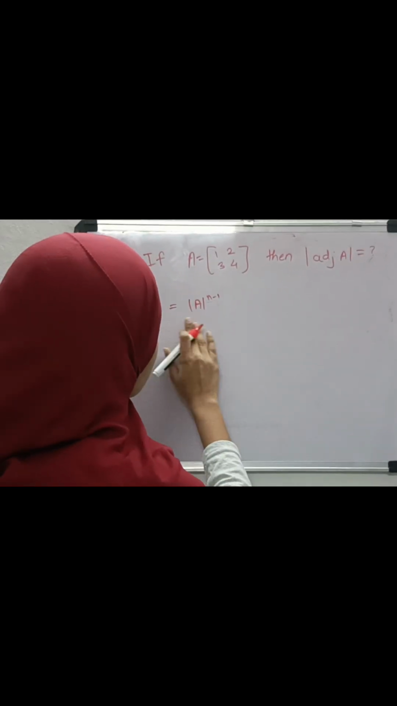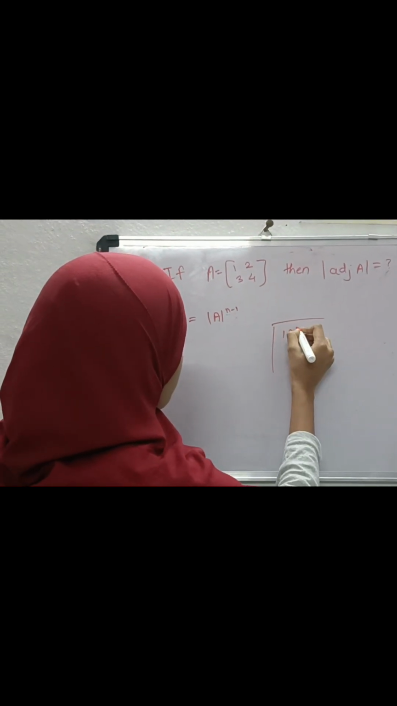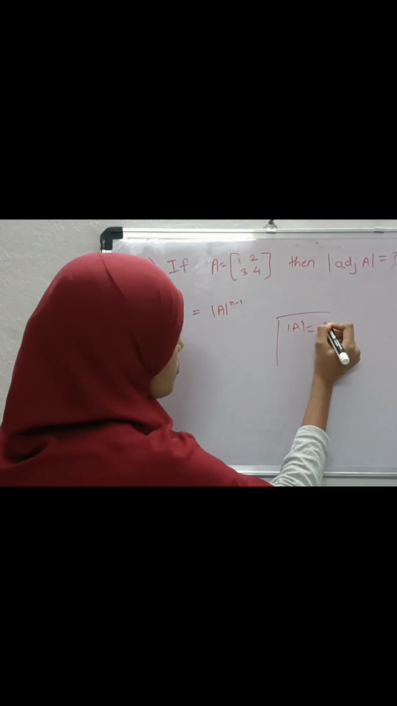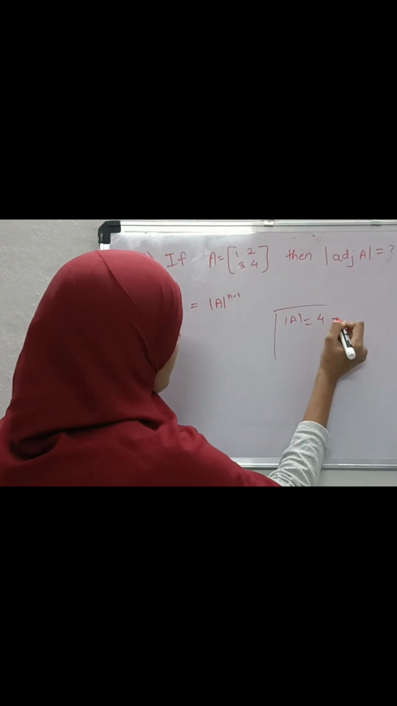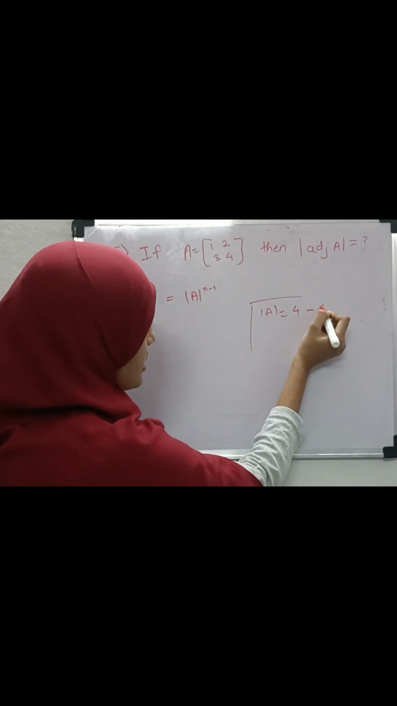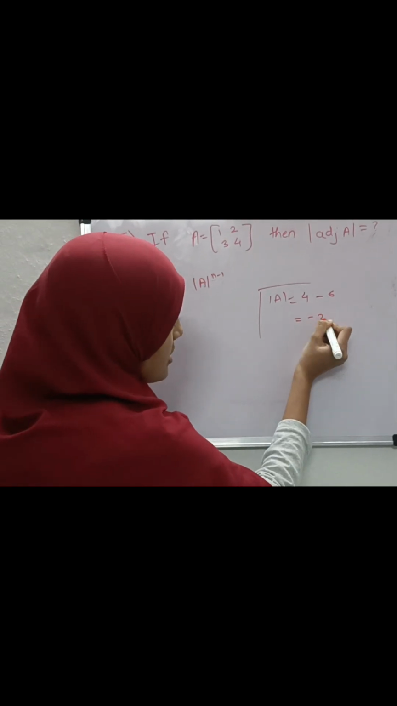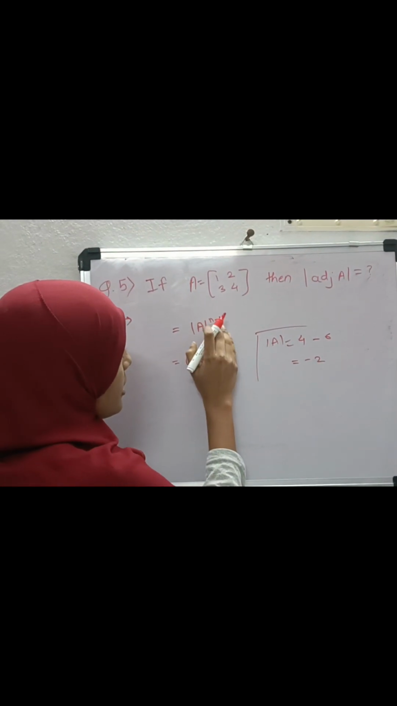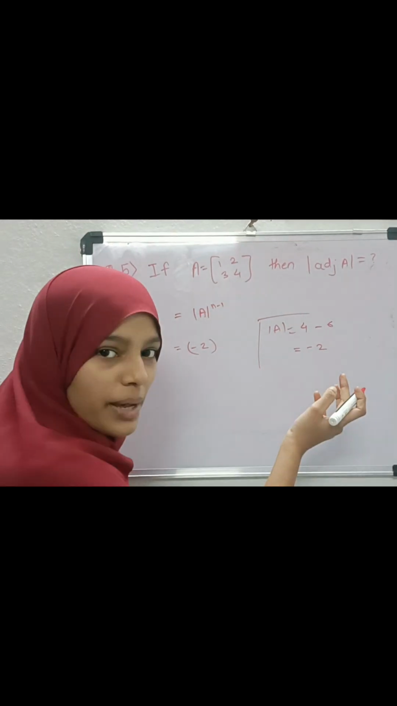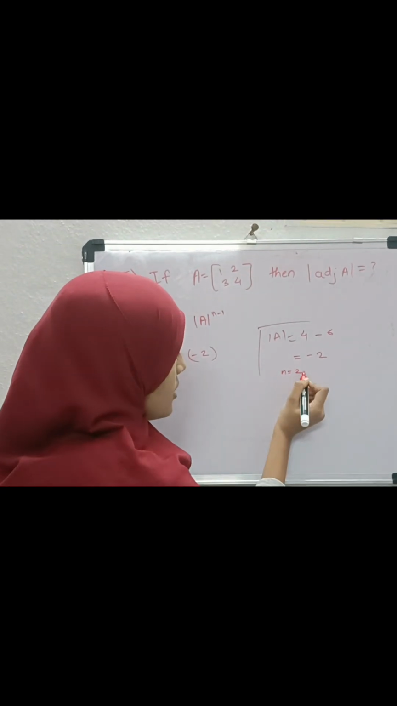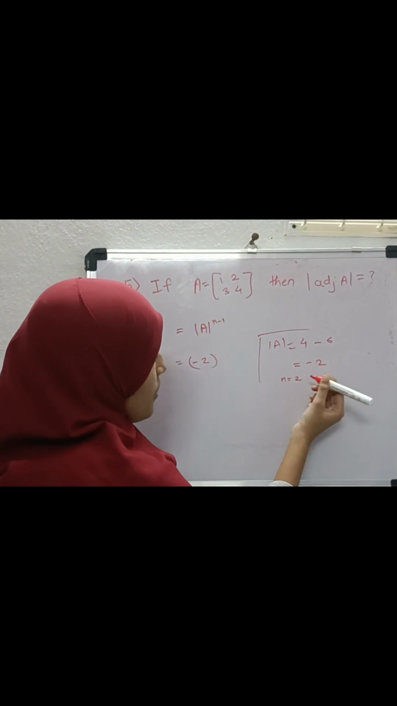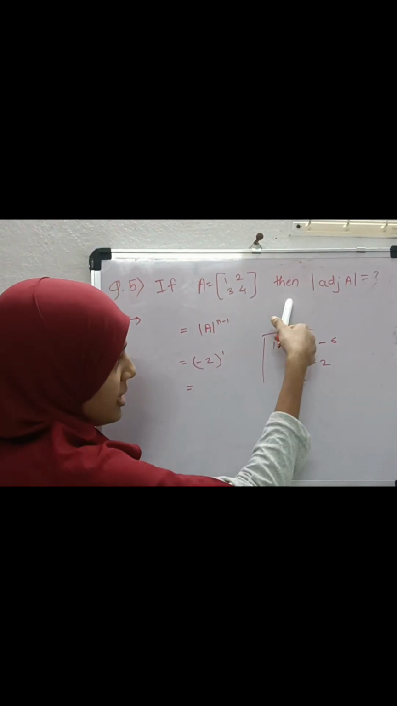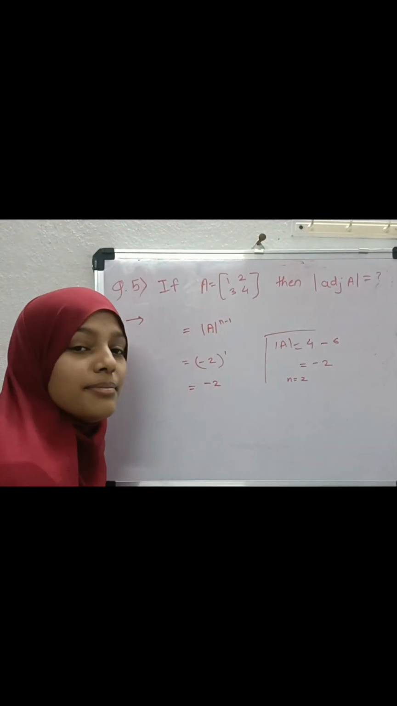So let's find the determinant of A. So by the formula, 4 is 4 and minus as it is, and 3 into 2 is 6. What is 4 minus 6? It is nothing but minus 2. So it will be minus 2 raised to what? Tell me, what is there? It is a 2 by 2 matrix. So the value of n would be 2. So 2 minus 1 is nothing but 1. So the determinant of adjoint A is nothing but minus 2.